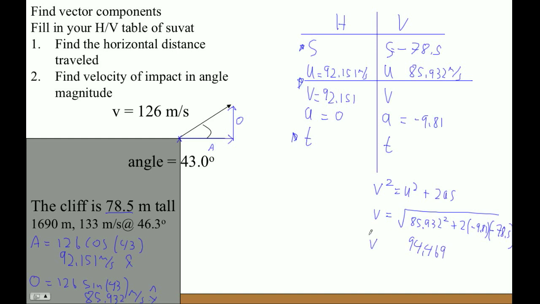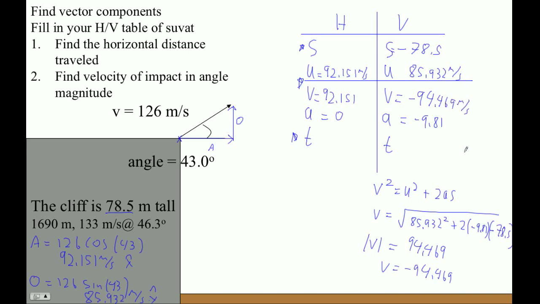Okay, that's our final velocity, but that's the absolute value of it. To be sure, this thing is going to be going down when it strikes the ground, so the final velocity will be negative 94.469. You've got to insert your intelligence there. Minus 94.469 meters per second.